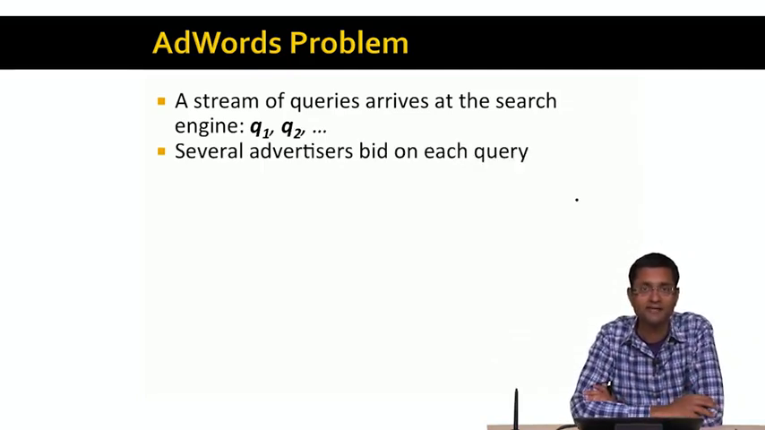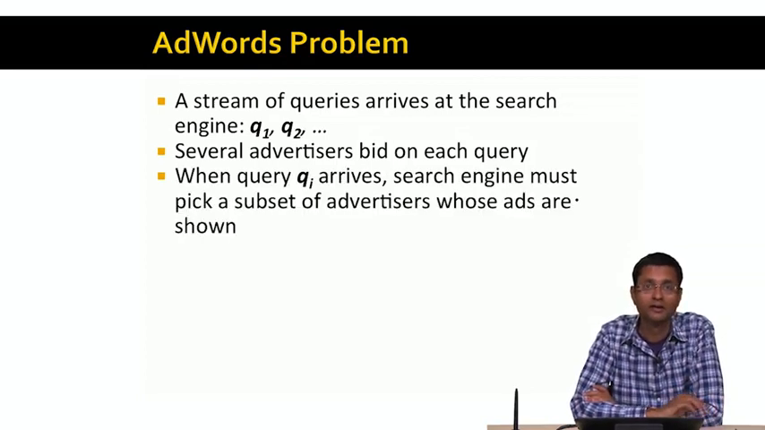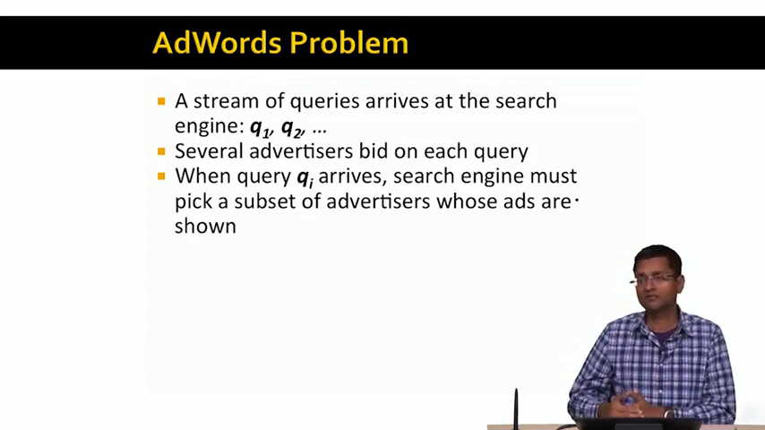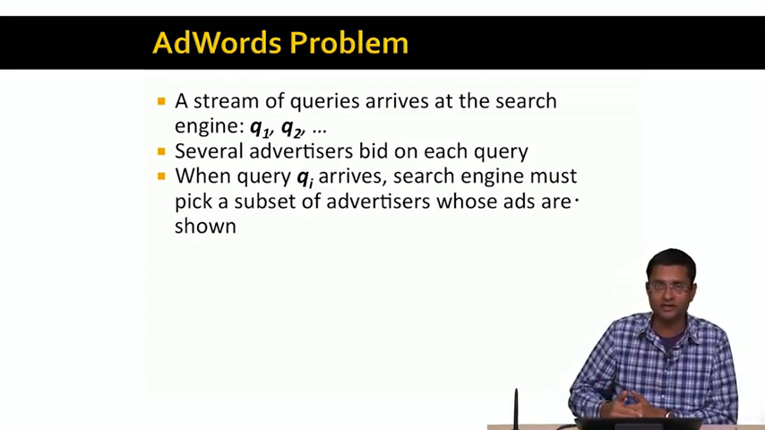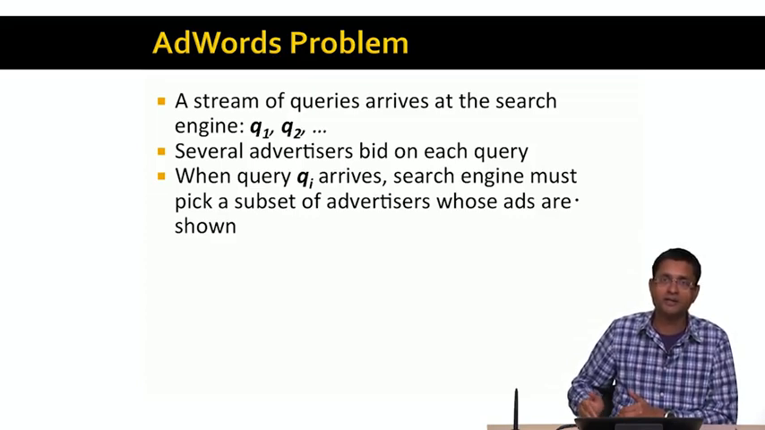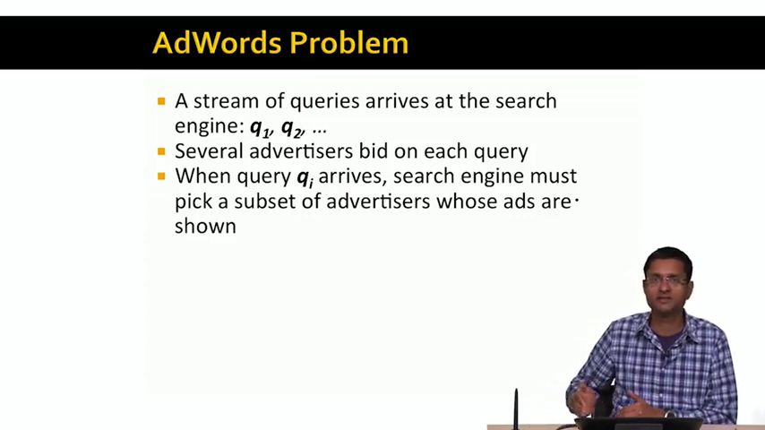Now, several advertisers have bid on each search query. When a query Qi arrives, the search engine must pick a subset of advertisers whose ads are shown, right? When you search, there's a number of advertisers who bid for that keyword. Now, there's usually a larger set of advertisers that have bid for a keyword than the search engine can show. Most search engines have a policy that they will show at most one ad or two ads or three ads for each search query. There may be tens or hundreds of bidders for each search query. So the search engine must decide which subset of advertisers it will pick and show their ads for that search query. And remember, this looks very, very similar to the model for bipartite graph matching, and it's no coincidence.